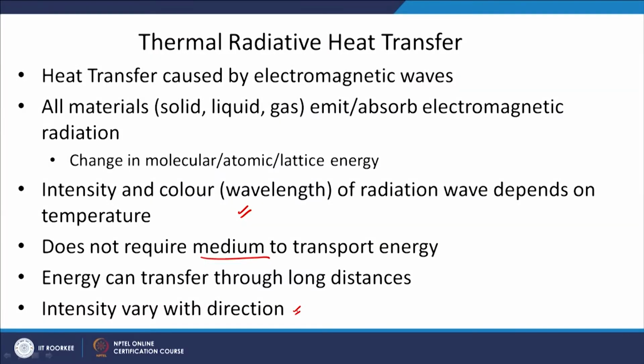The third aspect that makes radiation different is the intensity variation with direction. So, intensity of radiative heat transfer depends on direction. If you look at a heated metal plate normal to the surface of the plate, it looks different in brightness, while the same plate when held at an angle appears at a different intensity, different brightness.